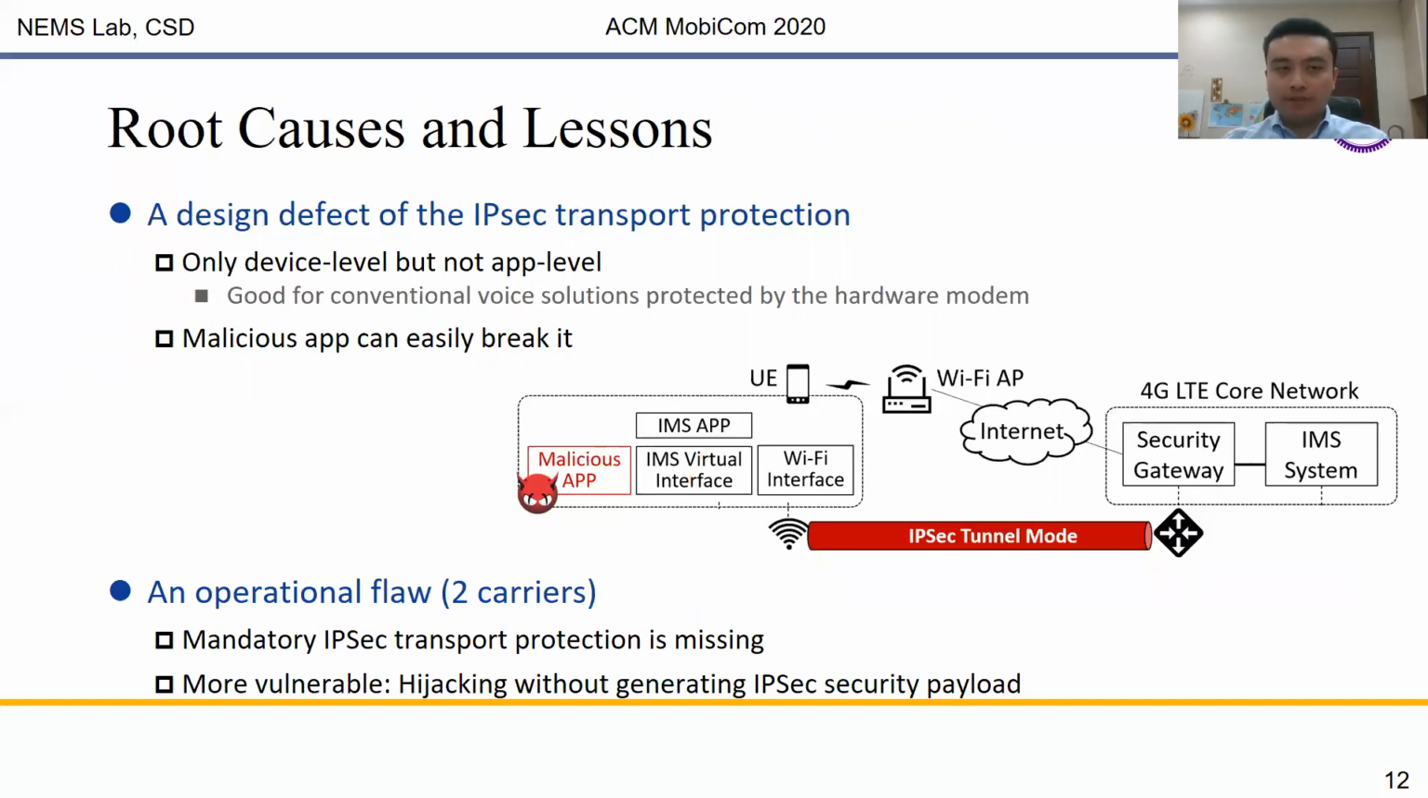And then we further find an operation flaw from two carriers. That is, the mandatory IPsec transport protection is even missing. Then these two carrier networks would be more vulnerable because the session hijacking can be easily done without generating the IPsec security payload.